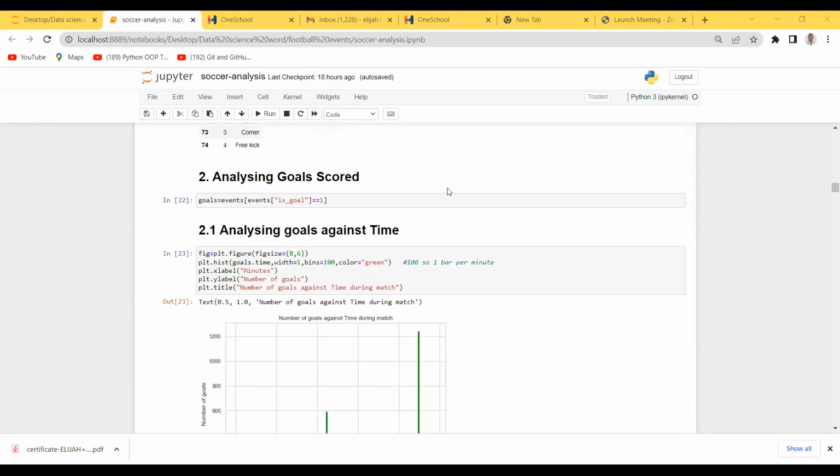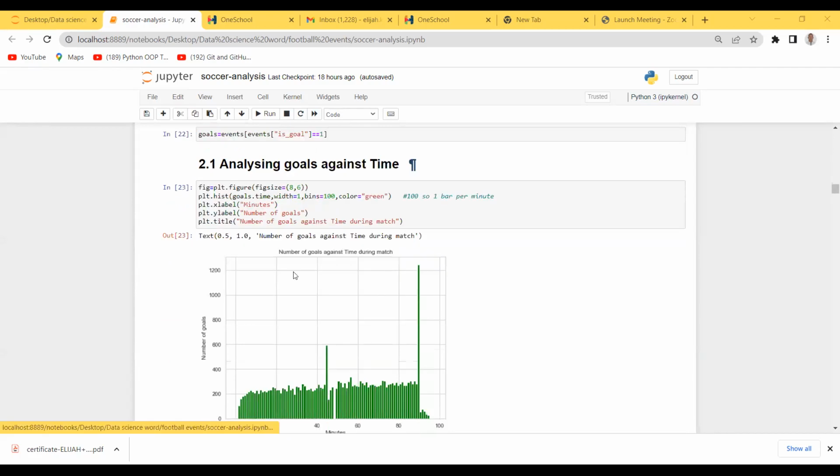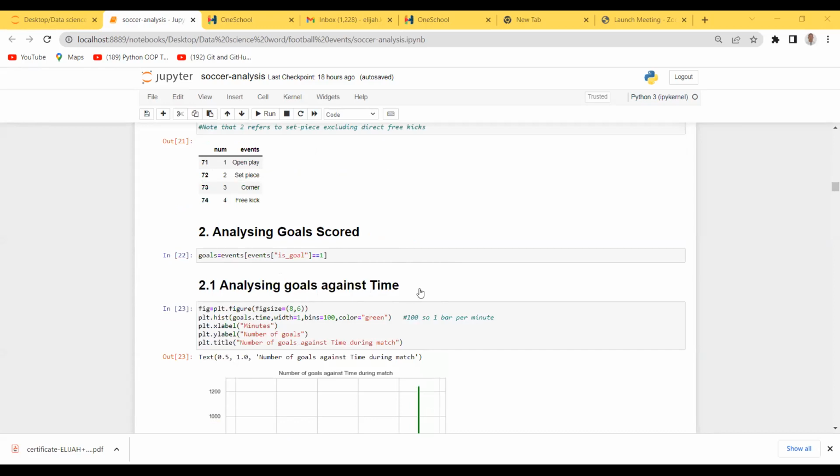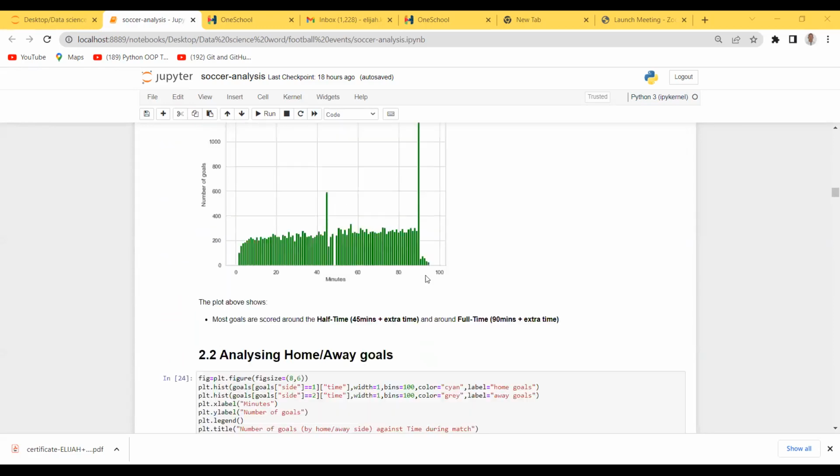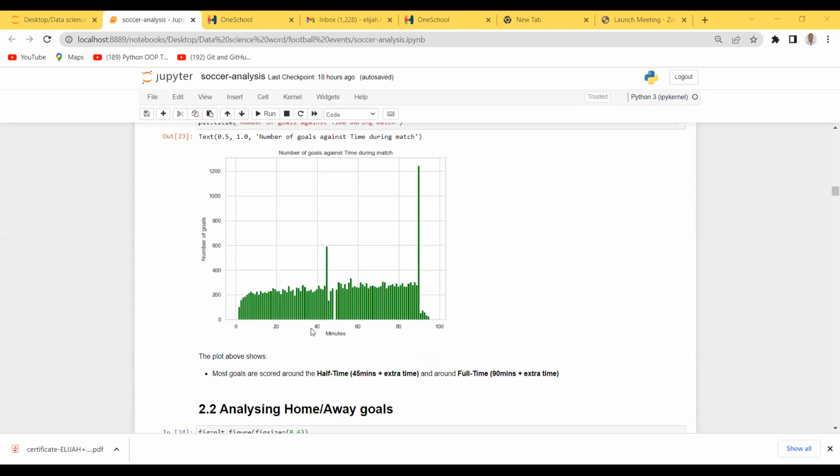So this data, we are analyzing. This person analyzed the goals scored against the time that goal was scored, and this is what he saw.